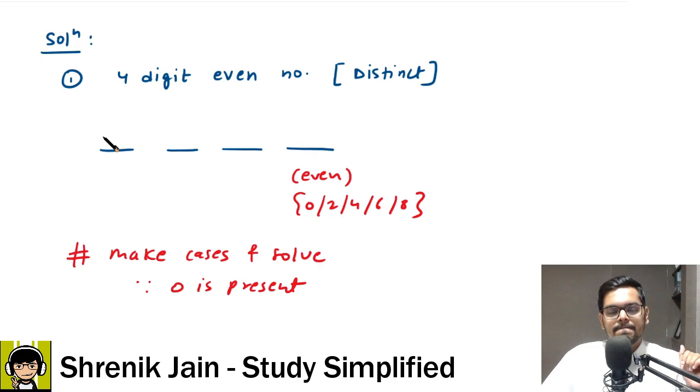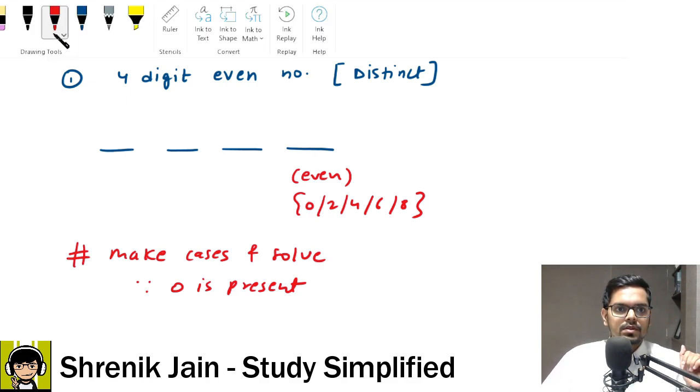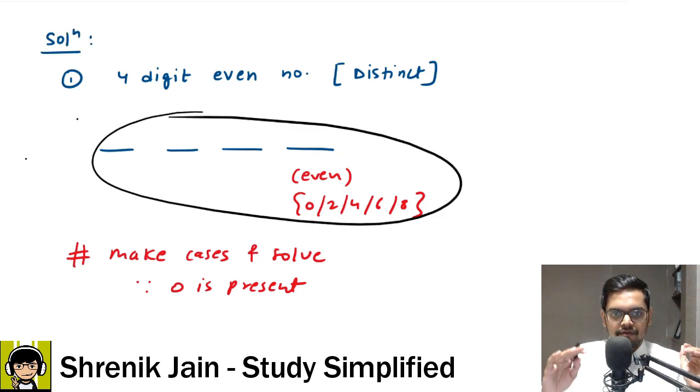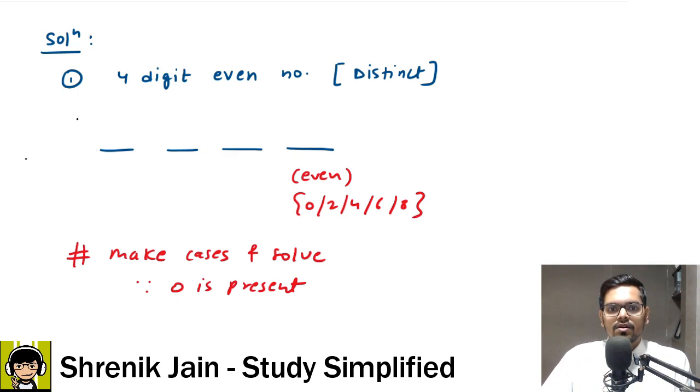Then how to fill? A lot of students say, sir, if you want to solve this kind of problem with constraints, make cases and solve. Which kind of cases? Sir, fix the position of 0 and solve. In the class we have done similar kind of stuff. So yes, make cases and solve.